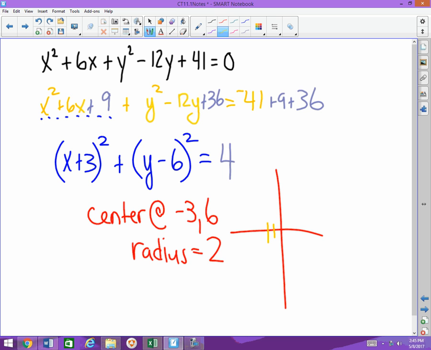So 6 is negative 3, 6 is there, and then 2 away. And so there's your circle.